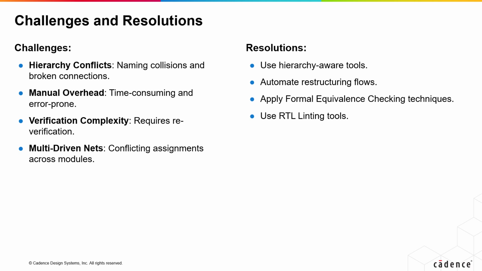The challenges in the RTL restructuring include the risk of naming collisions during modifications, which can sometimes break connections between the two nets. It will be a time-consuming process that often leads to errors after modifications. Multiple verification steps will be necessary. Additionally, it can create multi-driven nets, causing conflicting assignments between modules.